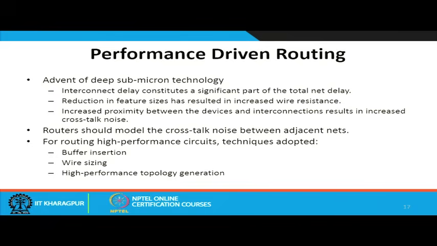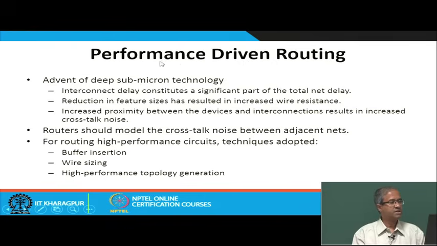Now, of course, there is another important issue which we will be dealing with in detail later when we talk about performance driven issues like timing and delays. See, with the advent of deep submicron technology, as the devices or the transistors are getting smaller and smaller, the delay of the interconnection is starting to dominate. Earlier the gate delays were higher and the interconnection delays were smaller, but now it is the other way around. The interconnection delay is becoming as important as the gates, and sometimes it is also dominating. Okay.